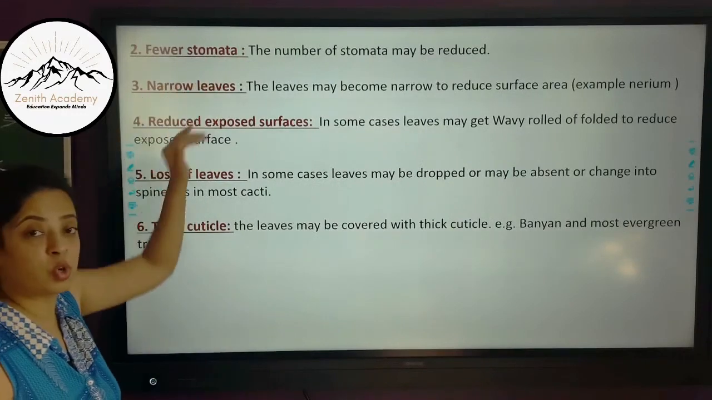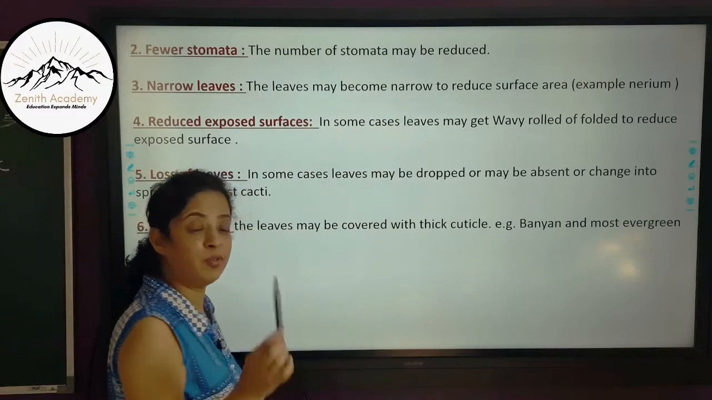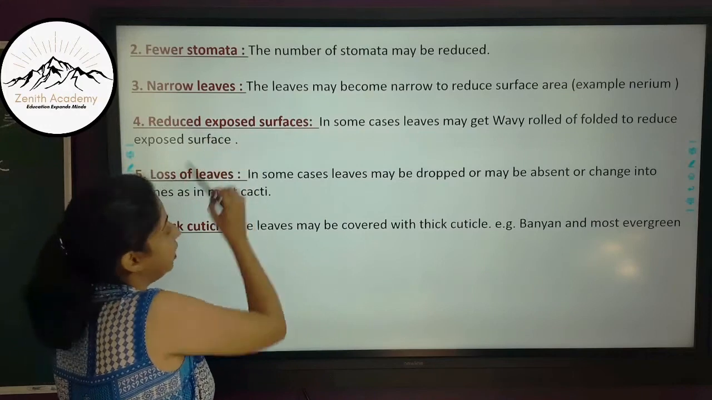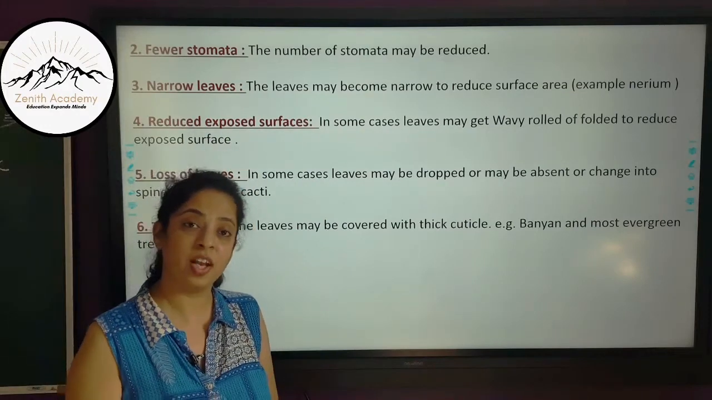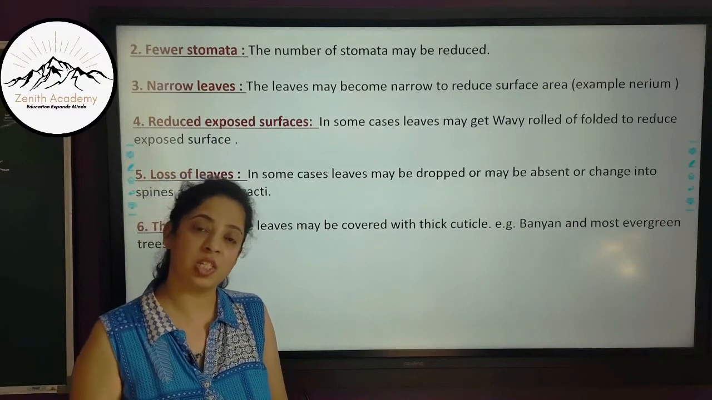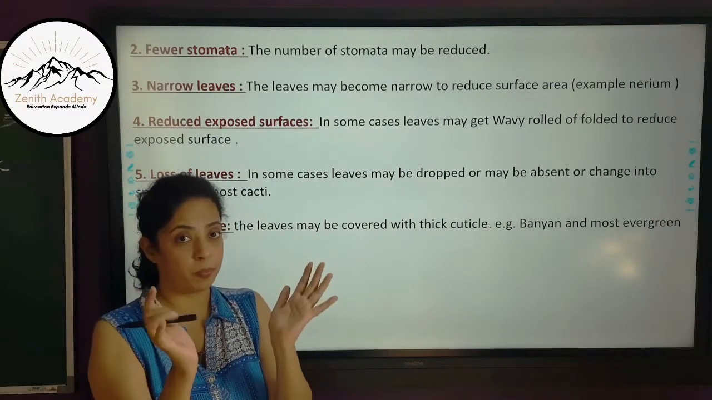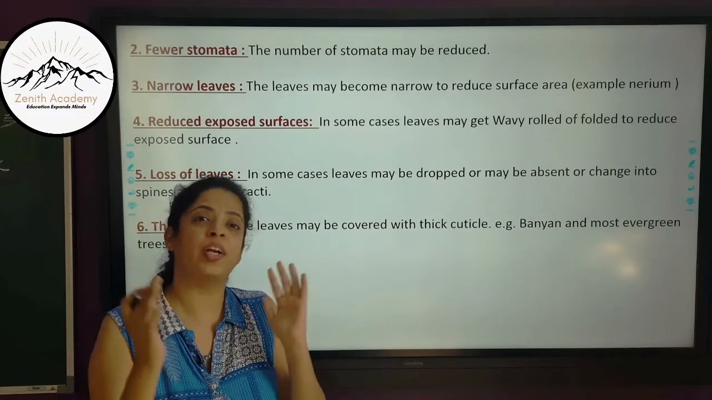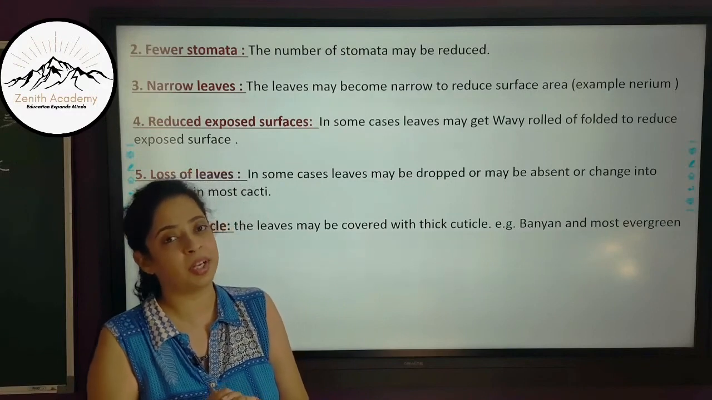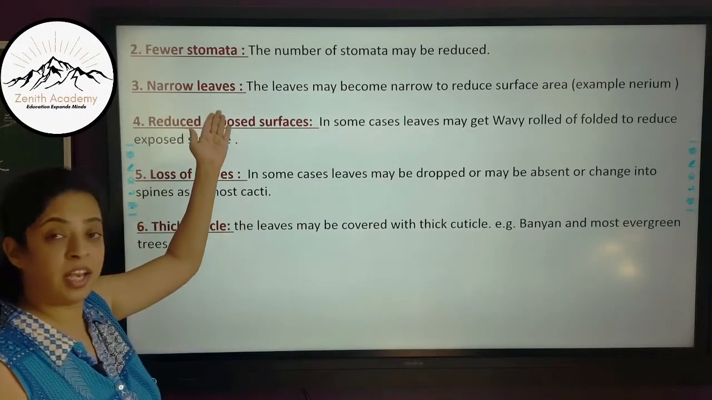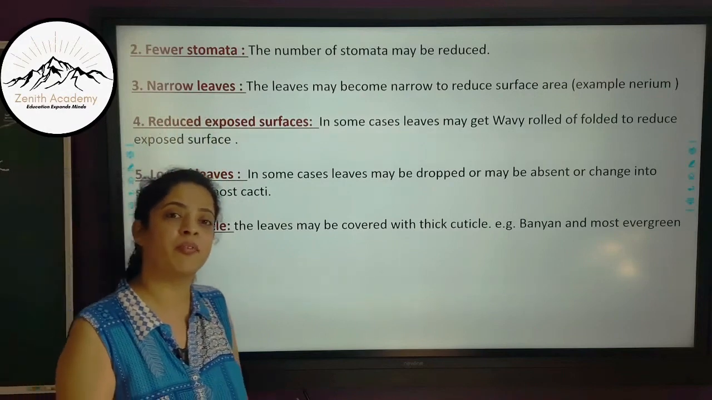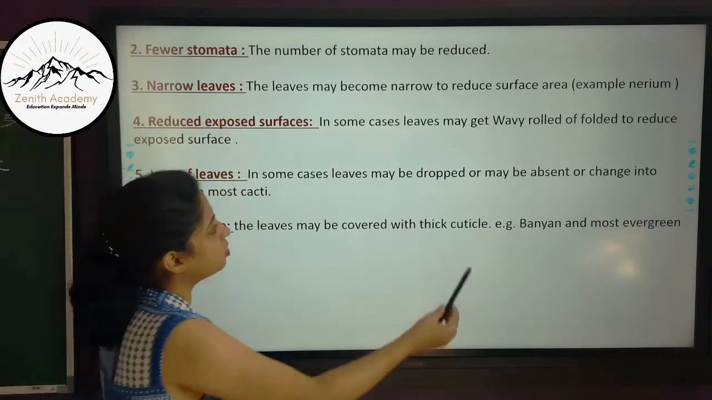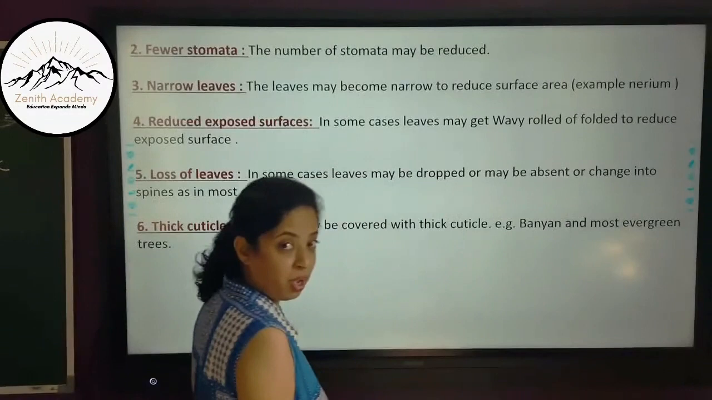Second adaptation is fewer stomata. The number of stomata may be reduced in such plants where it wants to reduce transpiration. Then narrow leaves. We studied in our last video lecture that for increased transpiration the leaves have to be broader. If the leaves are broader, the surface area is more and more transpiration occurs. But when we want to reduce transpiration, the leaves are adapted so that they become narrow. Especially in desert plants, the leaves are very narrow. The narrow leaves help in reducing the surface area. The example is nerium again.